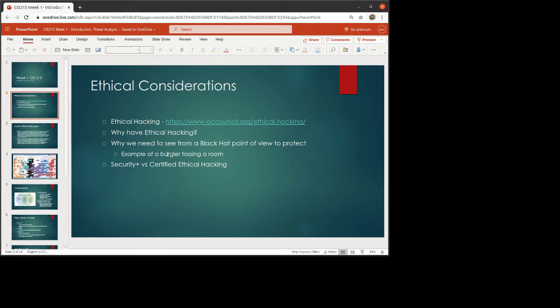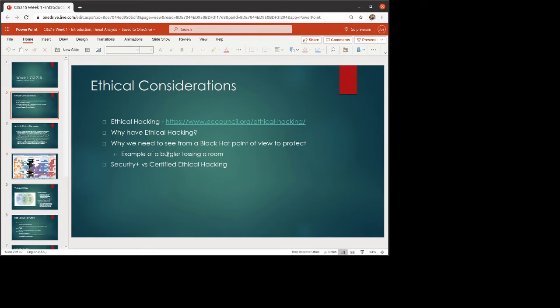Now, technically, there is the Certified Ethical Hacker, which is a certification that you can get. I will be talking a little bit more about certifications and places you can go after this class to get those certifications in later weeks. Ethical hacking is one of the ways that we can help companies be protected by looking at what the vulnerabilities are. Now, the Security Plus is one of the entry-level certifications that you can get. That's from CompTIA, and that's a really good base-level certification.